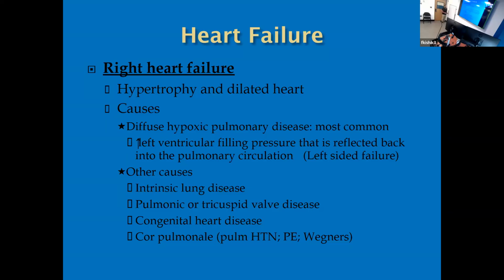Group 1 is called pulmonary arterial hypertension. The pulmonary artery is just constricted, beefed up, and as a result, you end up with high PA pressures. But hold on, let's take a step back. What are normal PA pressures?